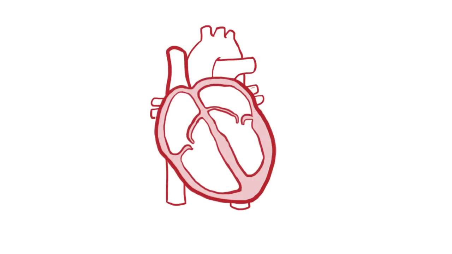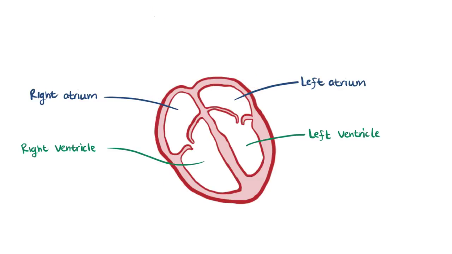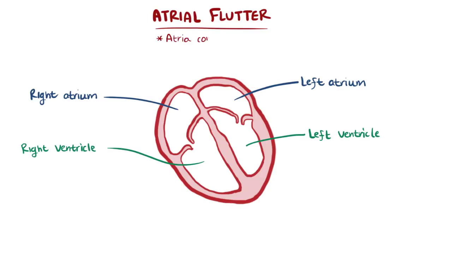The heart has 4 chambers. 2 upper chambers, the left and the right atrium, or together the atria, and 2 lower chambers, the left and the right ventricles. Atrial flutter is used to describe when the atria contract at really high rates, about 300 beats per minute, but sometimes as high as 400 beats per minute.